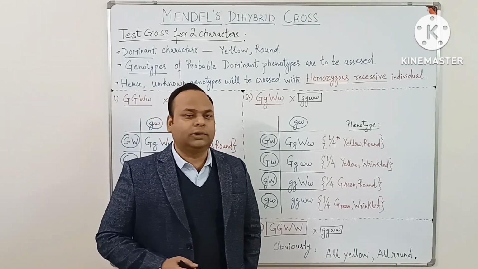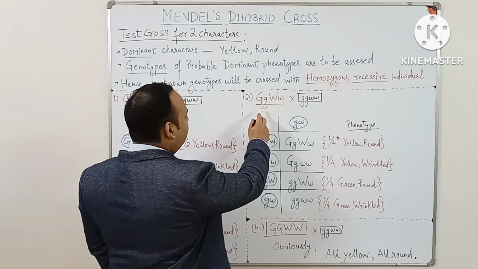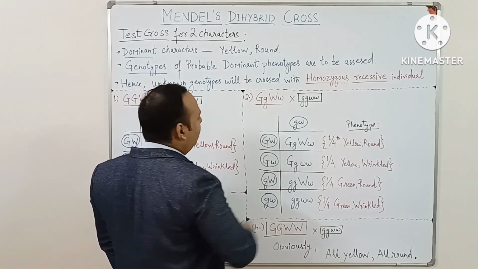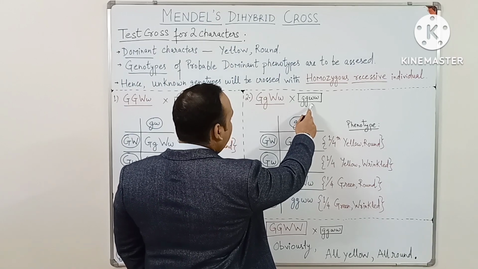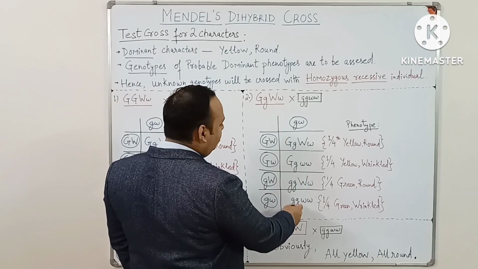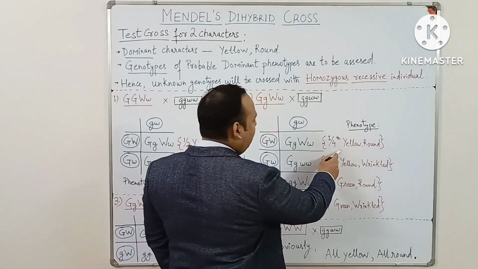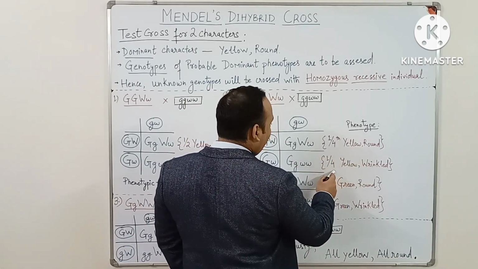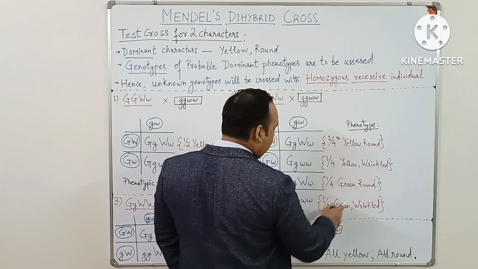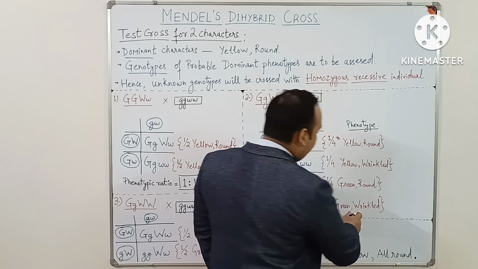In the second case, where the plant is heterozygous for both color of seed and shape of seed, when it is crossed with a homozygous recessive individual, through a Punnett square, it can be computed that 1/4 plants are yellow and round, 1/4 are yellow and wrinkled, 1/4 are green and round, and 1/4 are green and wrinkled.